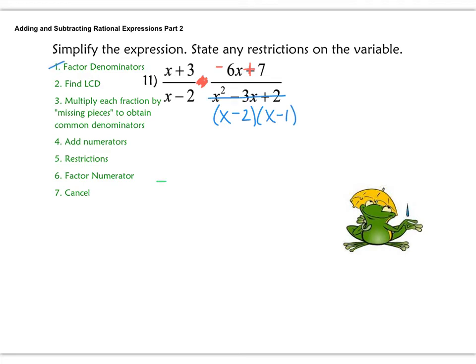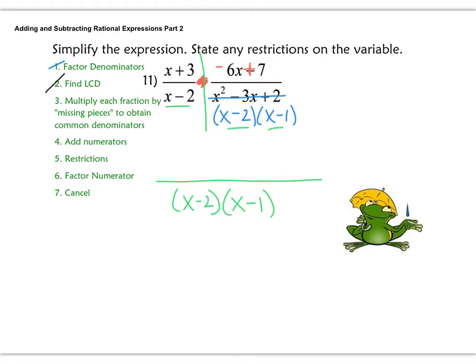LCD. Again, thinking of two separate parts here. I need an x minus 2. I already wrote that one down. And then I need an x minus 1. So I have all my parts and pieces. All right, that was LCD.